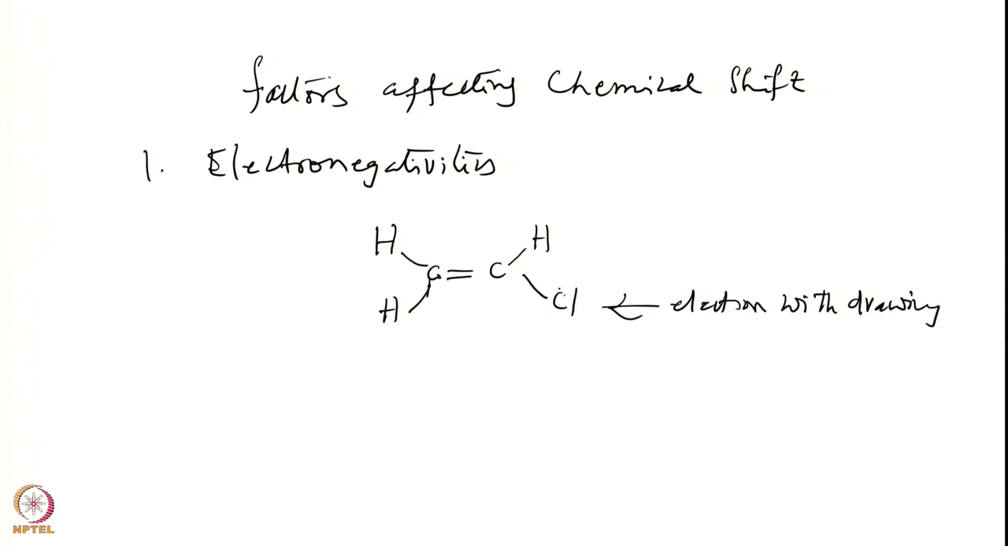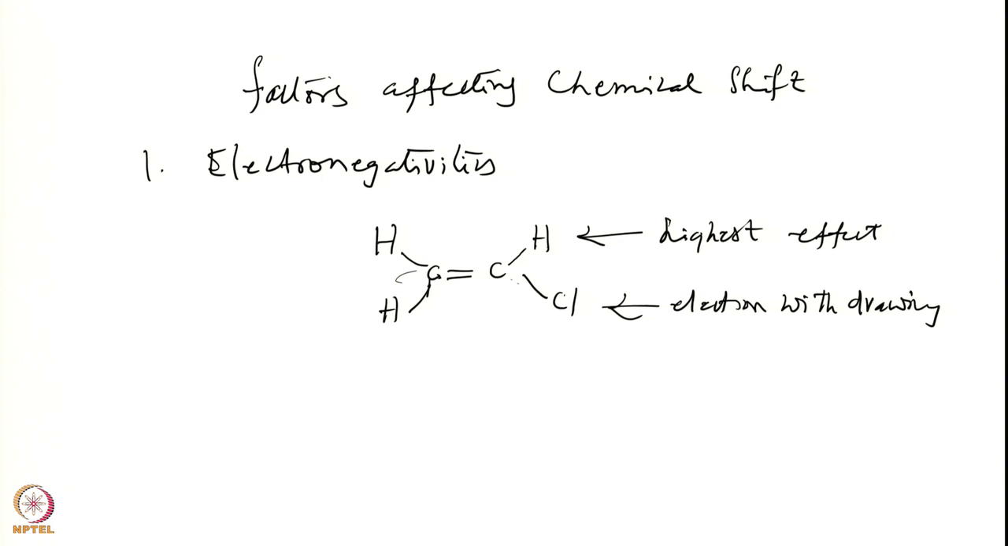Therefore, it will tend to withdraw the electrons from this group, from this cloud. Therefore, the electron density in all of these proton positions is going to be different. The one which is maximally affected is this. This has the highest effect, that means electron density will be lowest here. And for the other two, of course, there will also be differences depending upon how the electron withdrawing effect goes through the double bond and things like that.